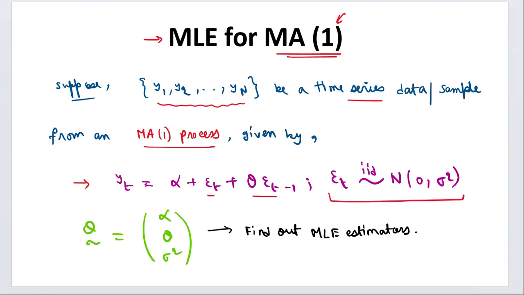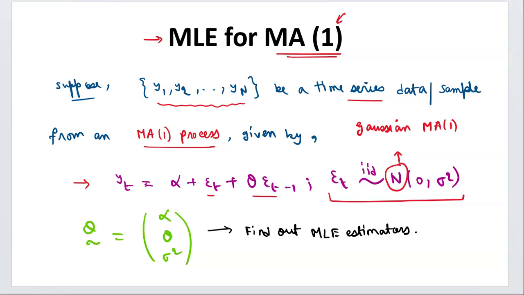When I taught you the MA(1) process, I said that this is white noise. But specifically when we are doing parameter estimation, we have to define a distribution. So here I have defined a normal distribution, and hence this MA(1) process is also called the Gaussian MA(1) process. Why is it Gaussian? Because I have specifically defined that the epsilon t's follow a normal distribution with parameters 0 and sigma square.